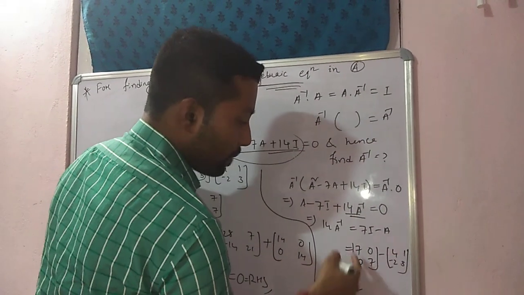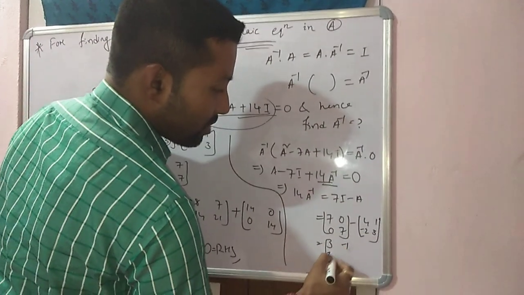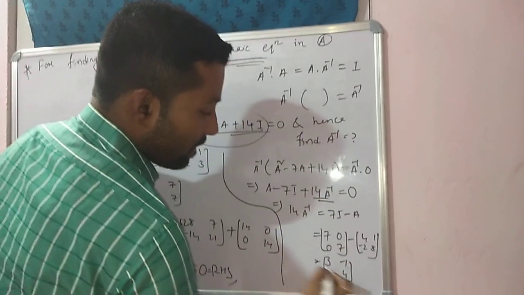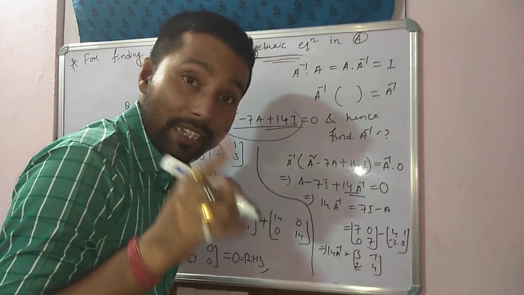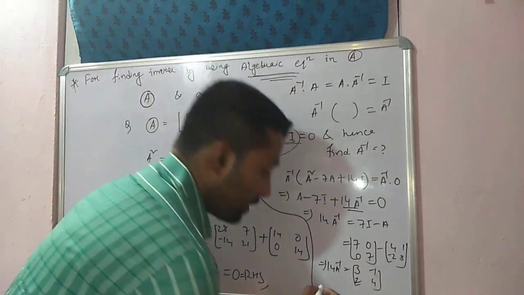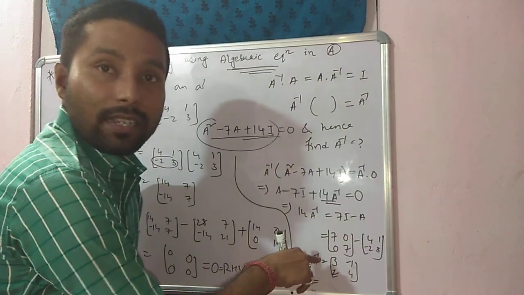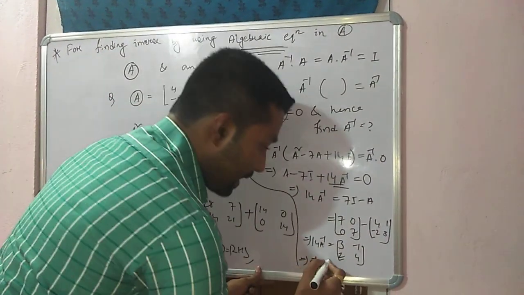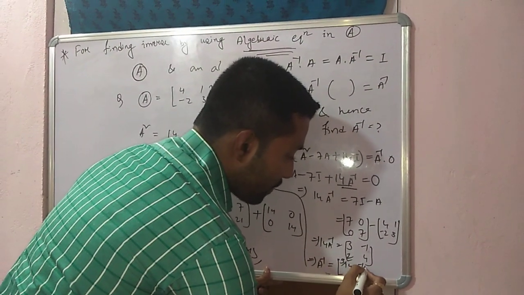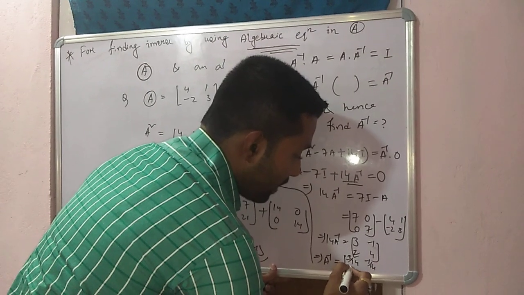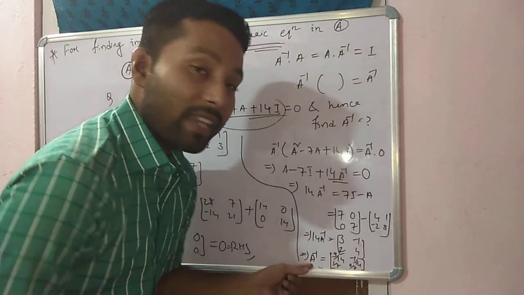Now subtraction we know. 7 minus 4, that means 3, minus 1, plus 2, 7 minus 3, that means 4. This is equal to 14 A to the power minus 1. But you have to find A to the power minus 1, not 14 A power minus 1. So therefore A to the power minus 1 is equal to, when you take this 14 to this side, it becomes 1 by 14. I will write it directly. So the first element will be 3 by 14, minus 1 by 14, 1 by 7, and the last one will be 2 by 7. So this is the value of A inverse.